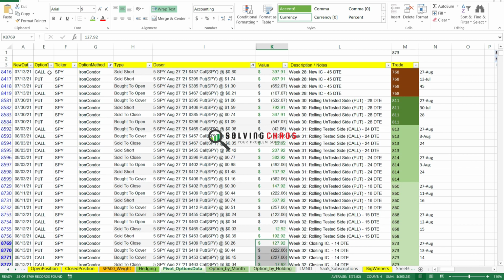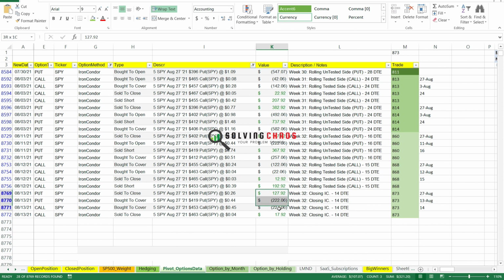So in the beginning, I opened this new iron condor with 45 days out. You see it on week number 28. And you see all the specific data here, and here's how much it cost me. Which means I collected $506 to open this particular trade. And then it cost me $300 to close. Now, if you only looked at that, it implied that I made 200 bucks.